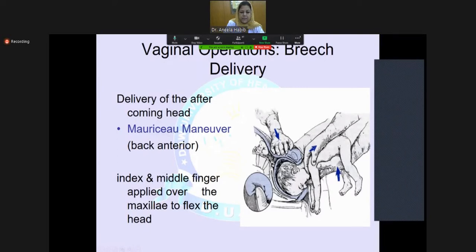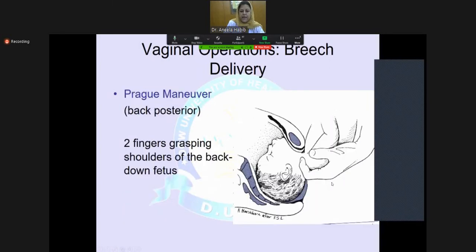By doing this extension, you need to deliver, and otherwise you need to keep your middle and index finger applied over the maxilla. This is the maxilla, and this is your hand. You are applying this on the maxilla, and one finger in the jaw of the baby. With this hand, you are putting a gentle flexion pressure on the head. Now the baby's head is flexed and you can deliver the head of the baby easily. The foot is delivered by a Pinard method, and with the next contraction the body is delivered, and you need to take care of the umbilical cord only, okay?